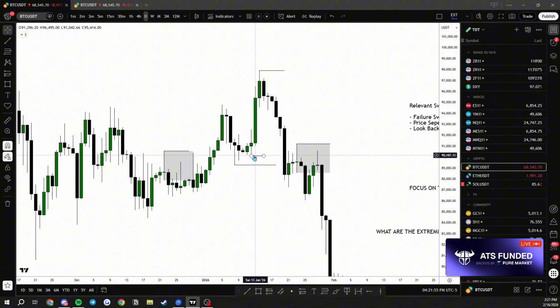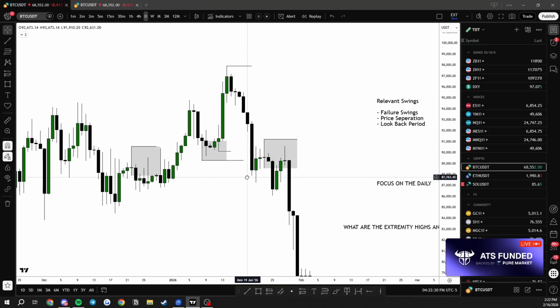Now, notice we have a swing low here, but this one is going to be irrelevant. The reason that it is irrelevant is because it's a failure swing. If it's a failure swing, then we do not consider it to be a relevant swing for us to take a trade off of, right? But if we only use extremity highs and lows for our setups, that's when we're really going to get high probability trades. Because maybe something could happen at this swing low, but we know for sure that if we get the extremities, then we're definitely going to get something, right?